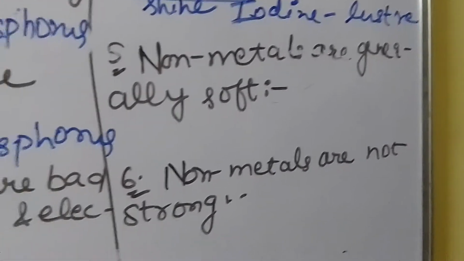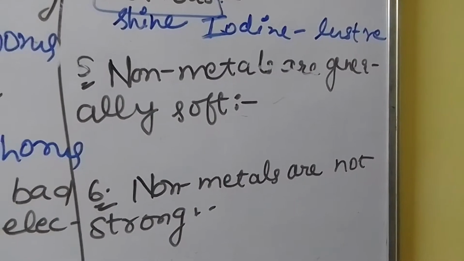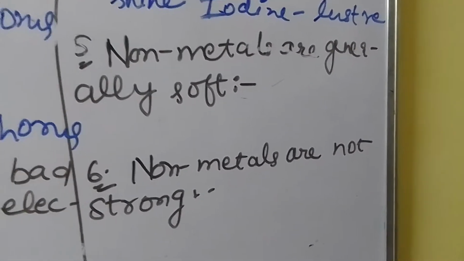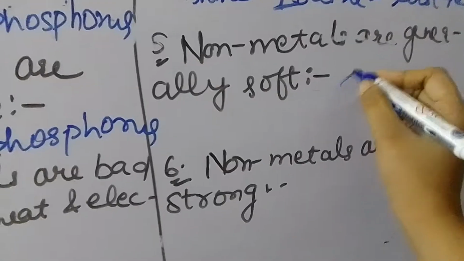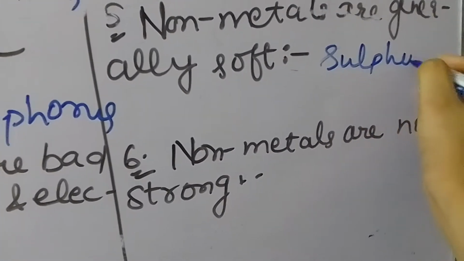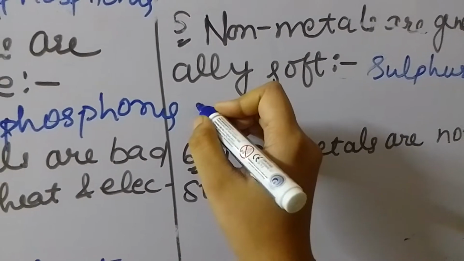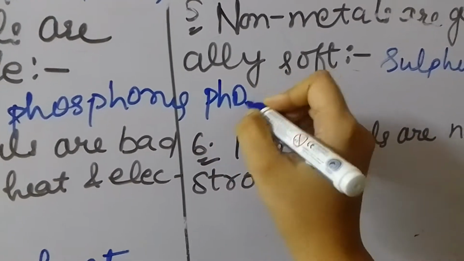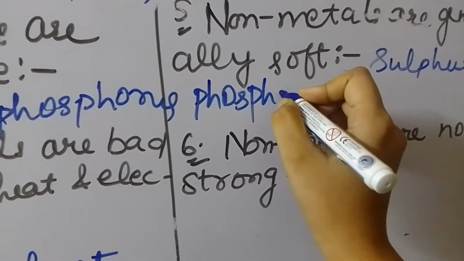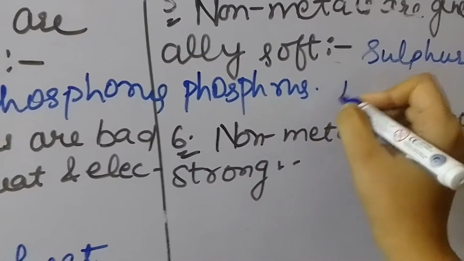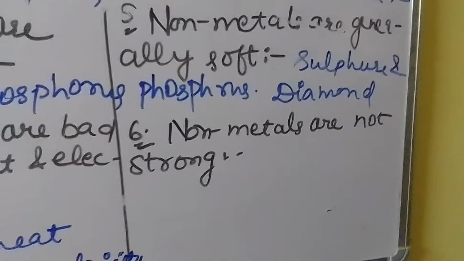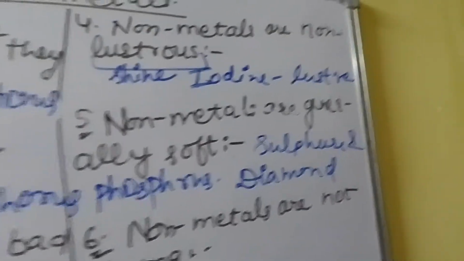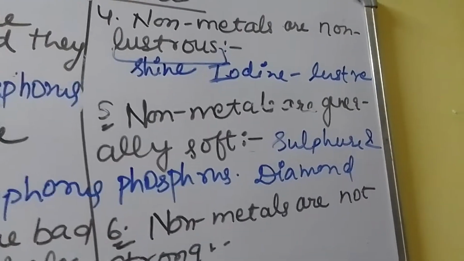So let's talk about another property. Non-metals are generally soft. We are able to cut them with a knife, like sulfur and phosphorus. But there is an exception, which is diamond. Diamond is very hard and we are not able to cut it with a knife.